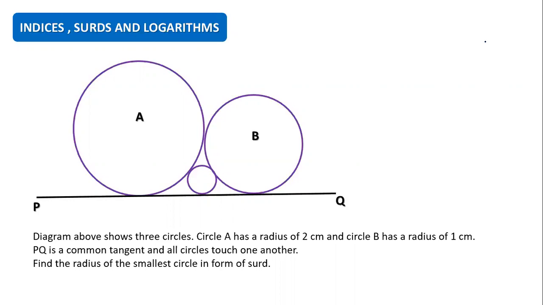Find the radius of the smallest circle in the form of a surd. That means the final answer that you are going to provide should be in the form of a surd. You cannot give the answer in decimals. Understand? Clear, right? Let us move on to the question.